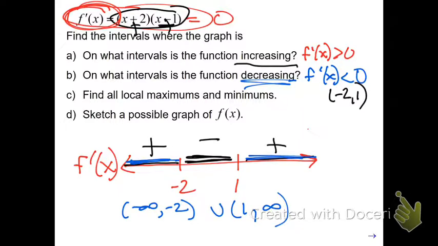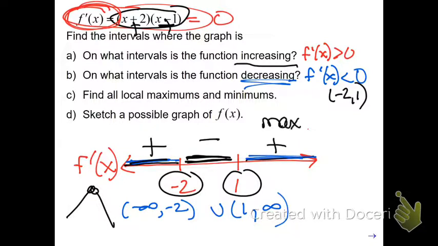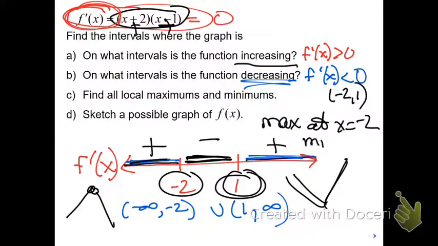Okay, maximums and minimums. First of all, the derivative has to be 0 or undefined, so it has to be a critical point. These are my possibilities for maximums and minimums. If the derivative changes from positive to negative, uphill to downhill, then it's a maximum. So at -2, you have a maximum. If the derivative changes from downhill to uphill, negative to positive, then you have a minimum. So there's a minimum at 1.